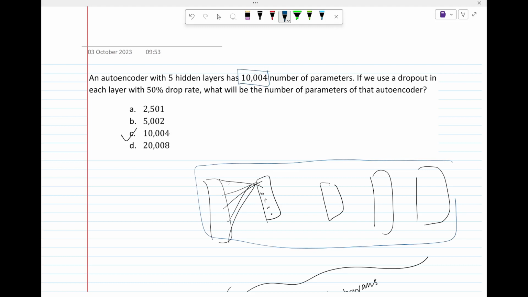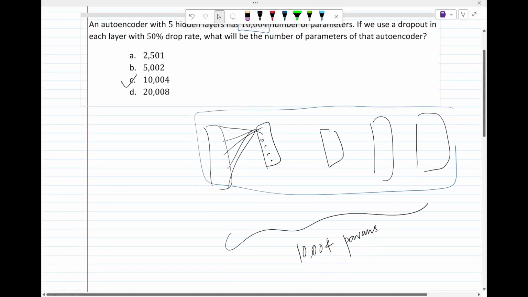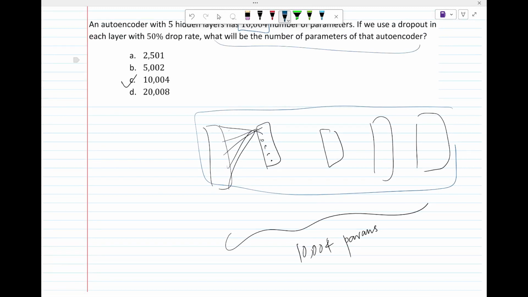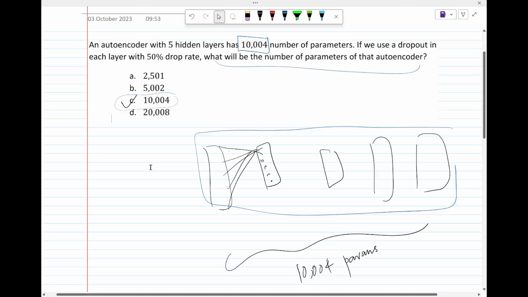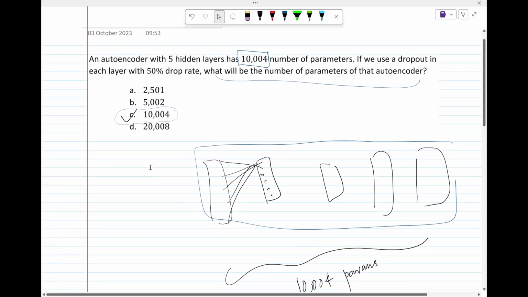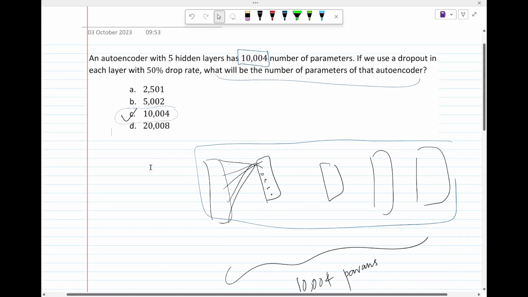And if you are using a 50% dropout rate in each layer, that just means while training, for each batch you are disconnecting some 50% of the nodes and you're tuning the parameters. But overall, the number of parameters of your autoencoder will remain the same, that is 10,004. Sometimes we will discard some 5,002 or we will incorporate them in the network. But in the autoencoder itself, these 10,004 parameters will always be there. That is the notion.